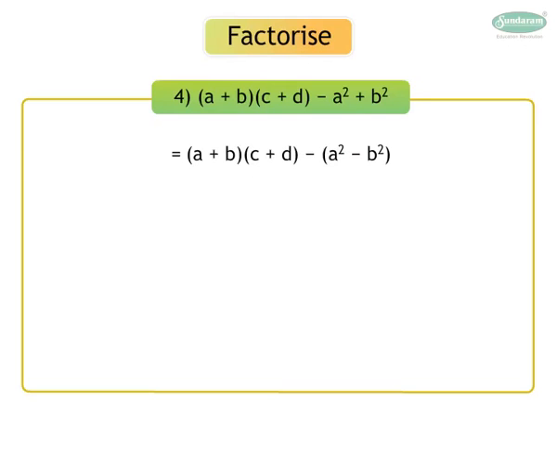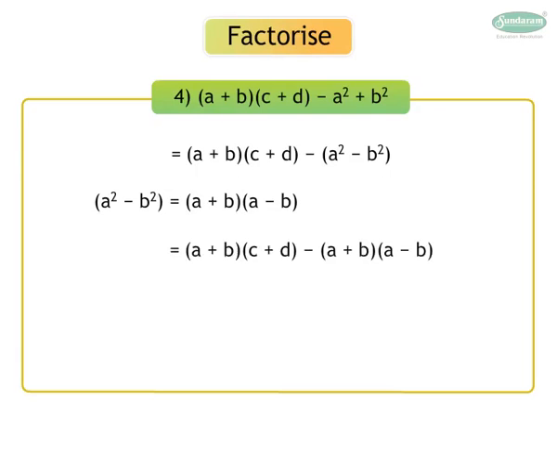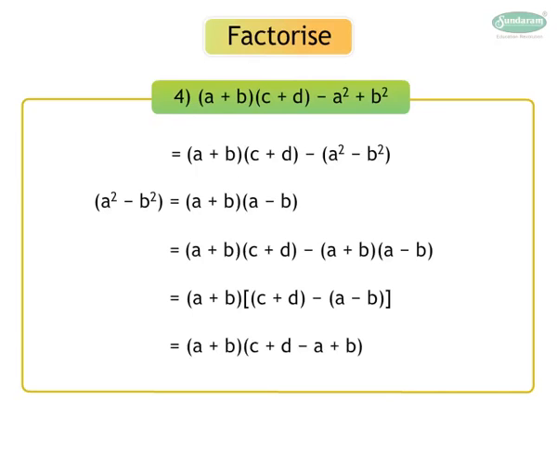bracket. Now applying the identity, a² - b² is equal to (a + b)(a - b). We get (a + b)(c + d) - (a + b)(a - b). By taking a + b as a common factor, we get (a + b)[(c + d) - (a - b)]. Now opening the brackets, we get (a + b)(c + d - a + b).